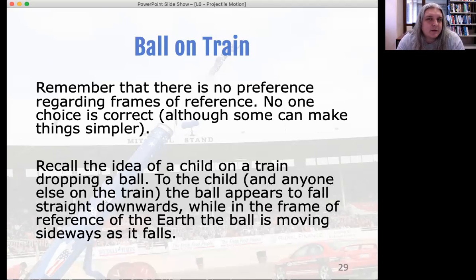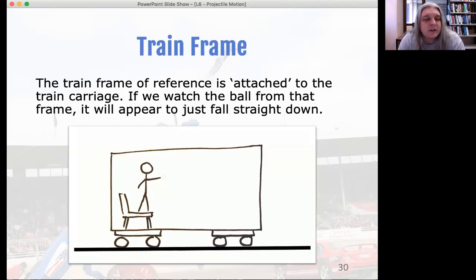So I made a mention in the lesson where I introduced frames of reference about dropping a ball on a train. If a boy's on a train and he drops a ball, the ball seems to fall straight down for someone on the train, but someone outside the train will see the ball moving horizontally as it drops downwards. So I just want to go back to that for a moment. Here's a little animation I made of a child dropping a ball on a train carriage.